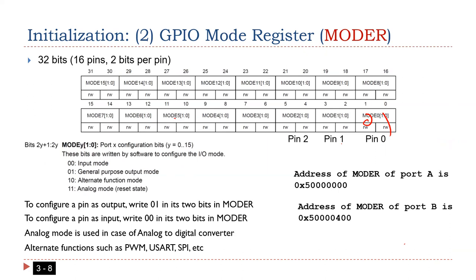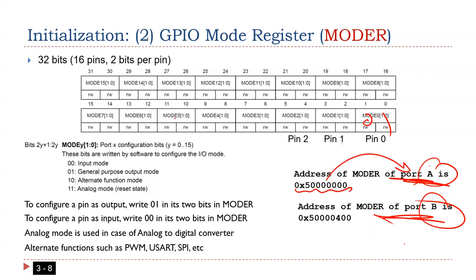Any questions? Okay, guys. I told you we have two of them, one for port A and one for port B. This is the address of the one for port A. This is the address of the one for port B.